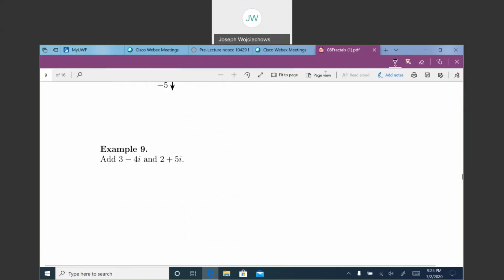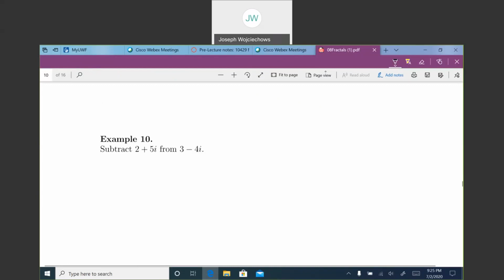Okay, now we look at something with addition. So we're looking at 3 minus 4i plus 2 plus 5i. Essentially, the way we do this is we simply think of the i as a variable, in which case you would do this as 3 plus 2 minus 4i plus 5i. And we would combine the like terms, so that's 5. This is negative 4 plus 5, which is plus i, and that's simply it.